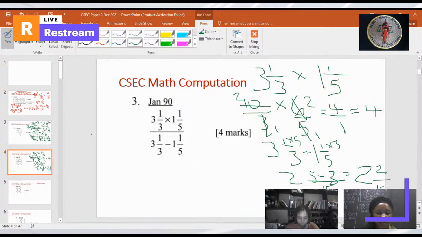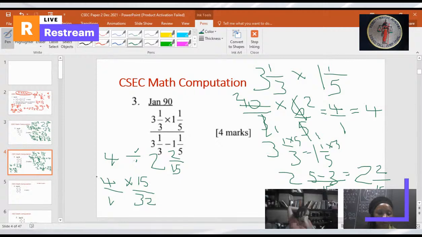So we have 4 divided by 2 and 2 over 15. That's 4 over 1 times, we change the division to multiplication, 15 times 2 is 30, plus 2 is 32 over 15. And we're going to invert. So that's 15 over 32.